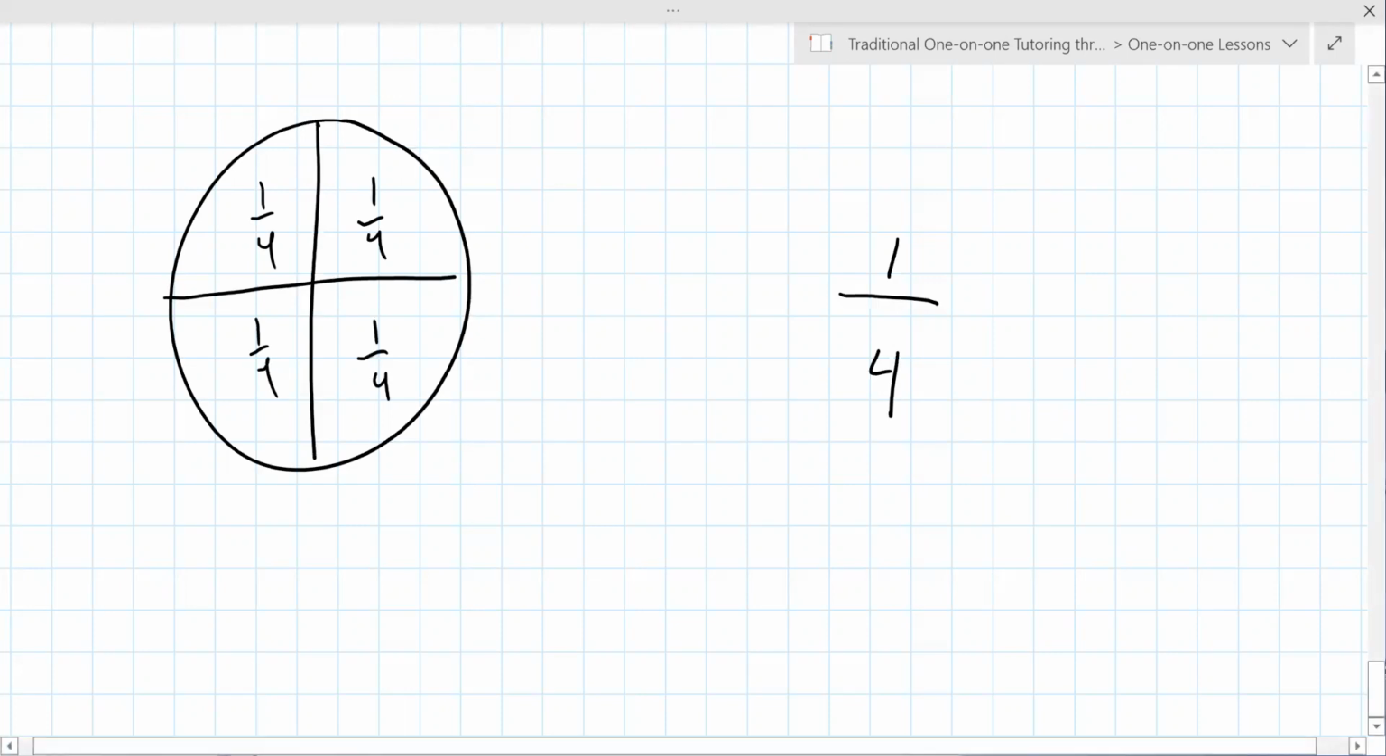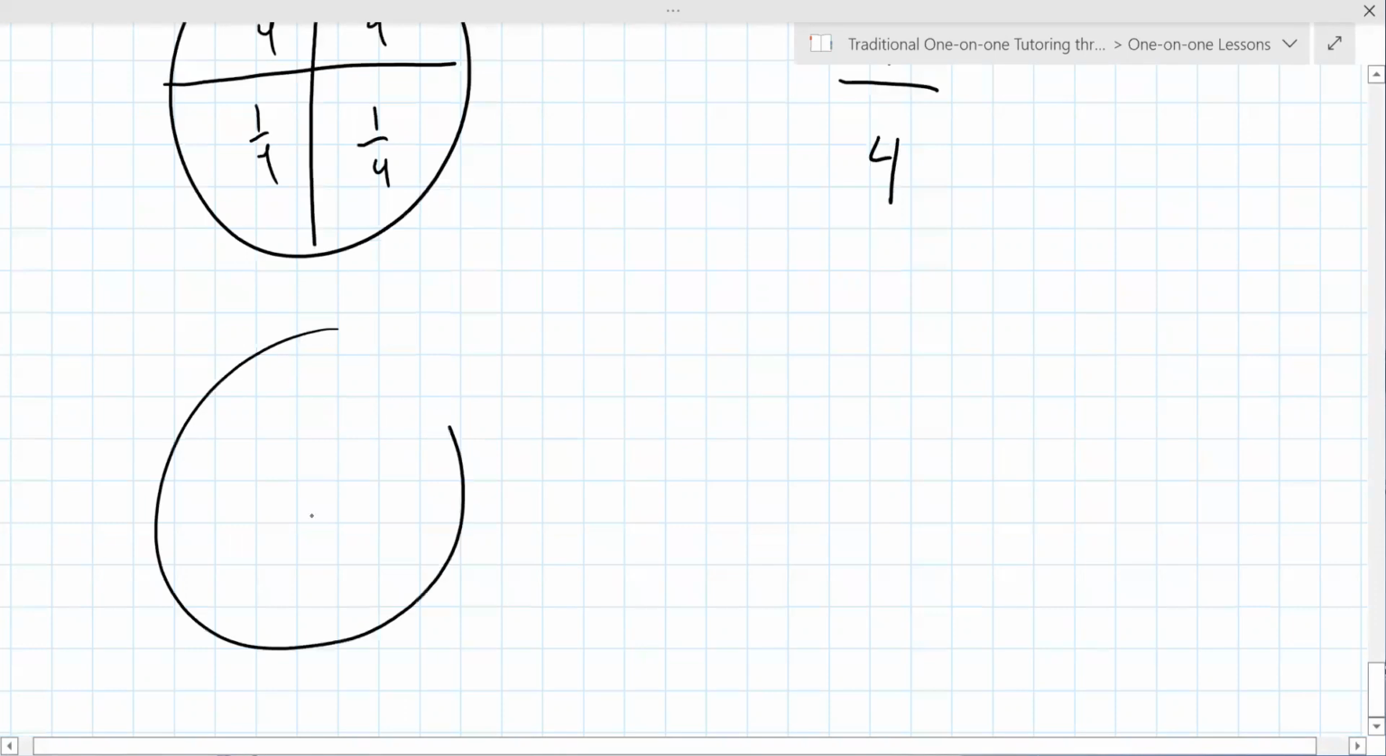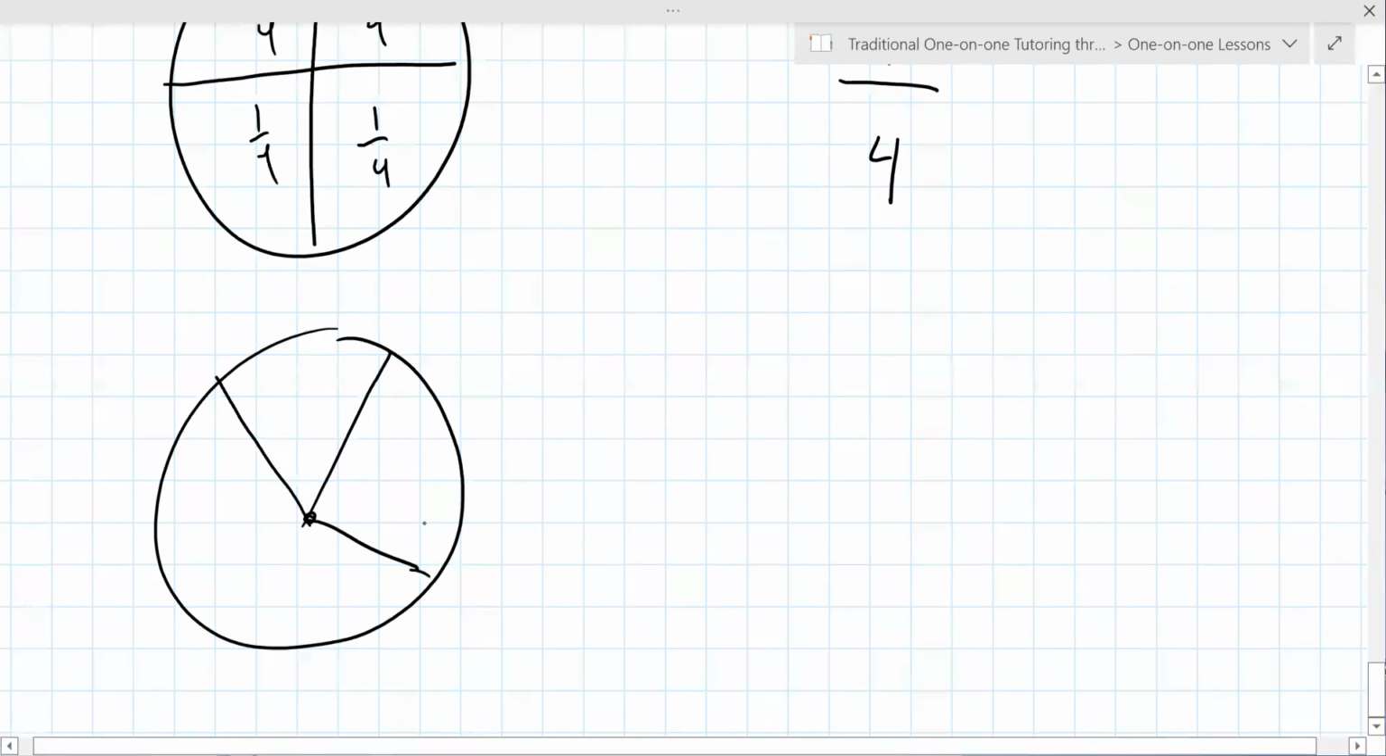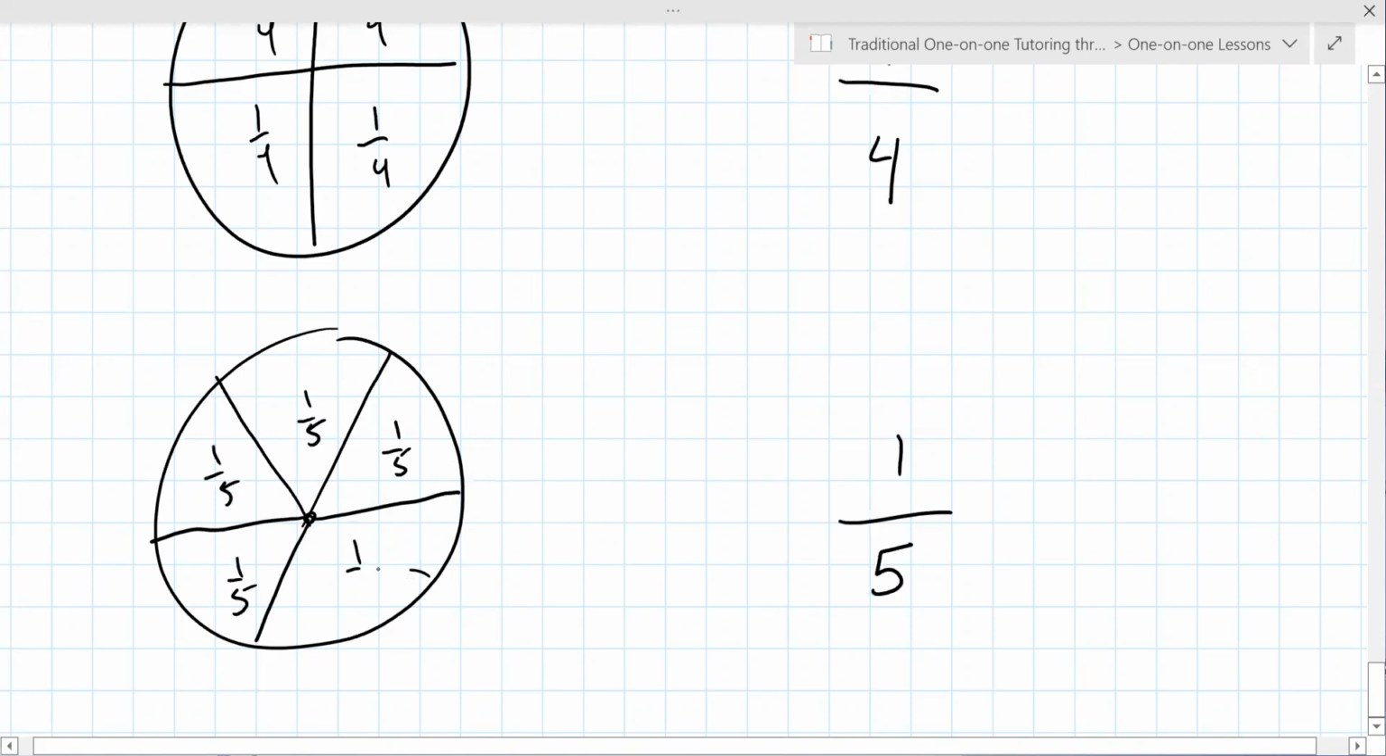Let's draw another pizza. How many slices are there in this pizza? 4. Oops, I did this wrong. That's not right. There's supposed to be 5. Okay, sorry. How many pieces are there now? 5. So there's 5 pieces and each one of them is a fifth. So you get 1/5, 1/5, 1/5, 1/5, and 1/5. Okay.